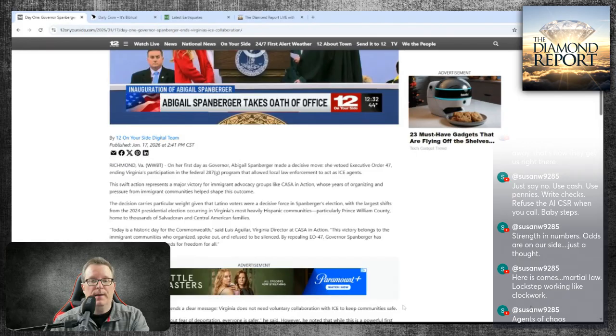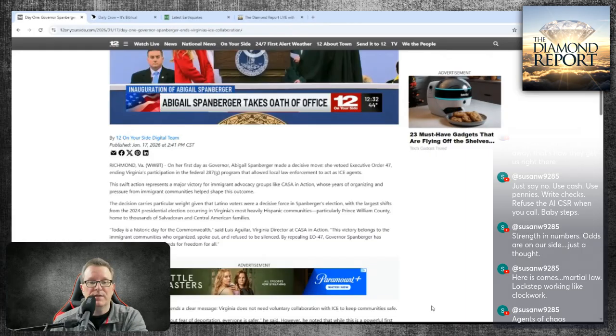So anyway, on her first day as governor, Abigail Spanberger, I mispronounce it on purpose and say Spamberger, but it's Spanberger with an N, made a decisive move. She vetoed Executive Order 47, ending Virginia's participation in the federal 287G program that allowed local law enforcement to act as ICE agents. That was her first action.